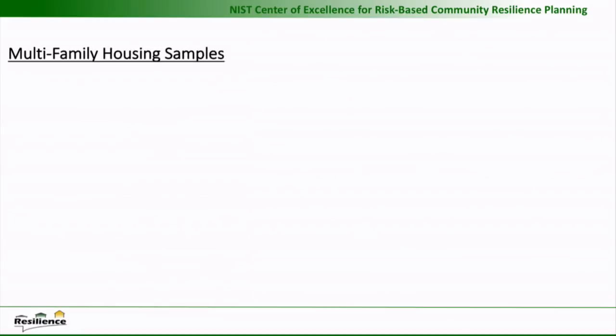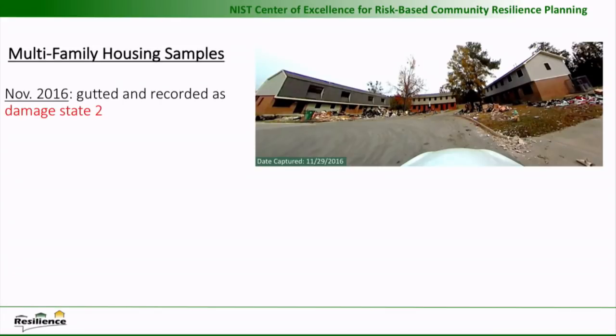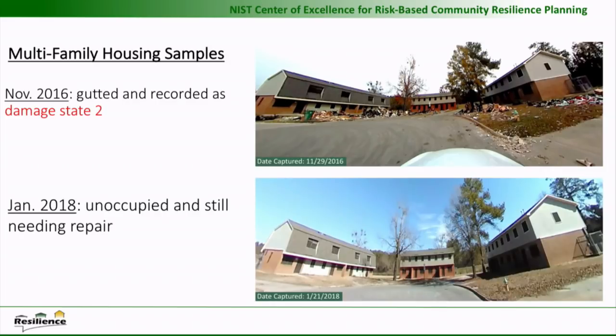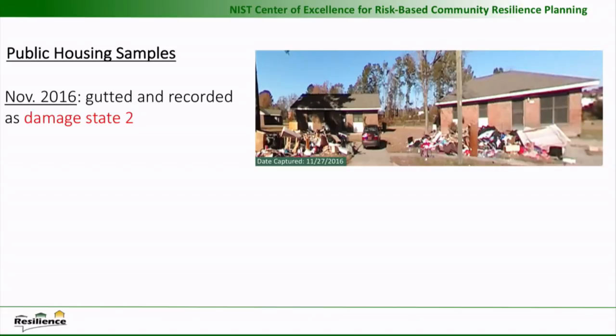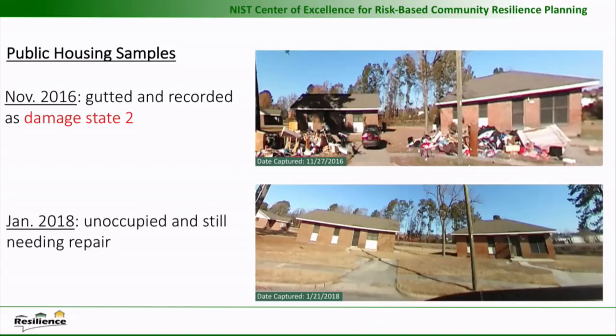But let's look at another housing type, multifamily housing. We visited these apartment buildings in 2016. They had been gutted and again recorded as damaged state 2. When we returned in 2018, they were unoccupied and still needing repair. That initial gutting work had been done, but minimal progress towards reconstruction had been made. And our last type of housing sample that we'll look at is public housing. So this is one public housing facility that we visited. These had also been gutted and recorded as damaged state 2. When we returned in 2018, they were unoccupied and still needing repair, and this was largely what we observed across that public housing complex.